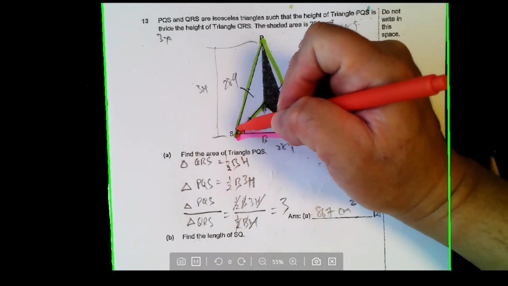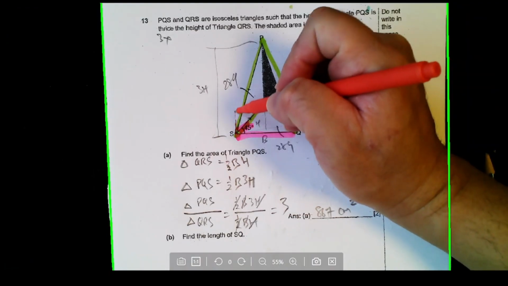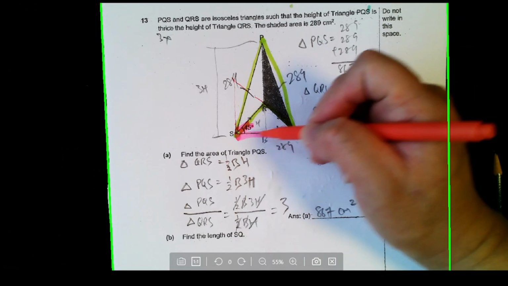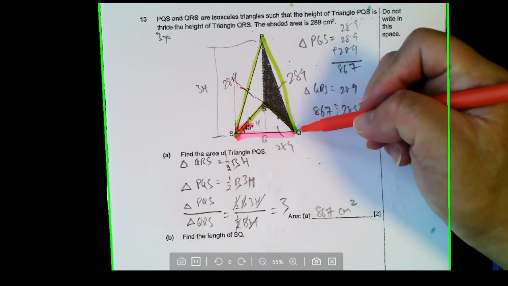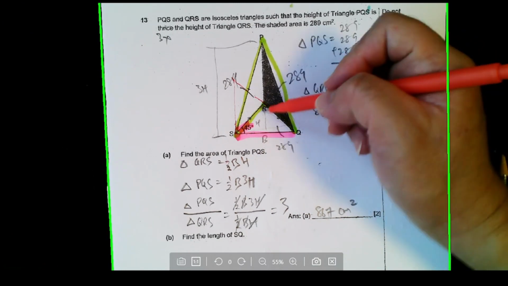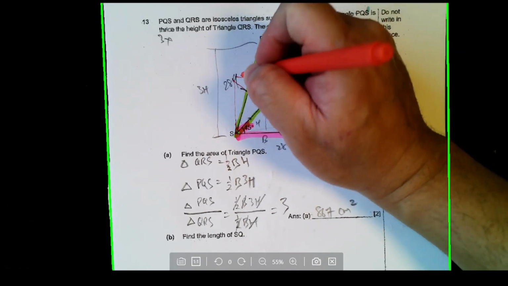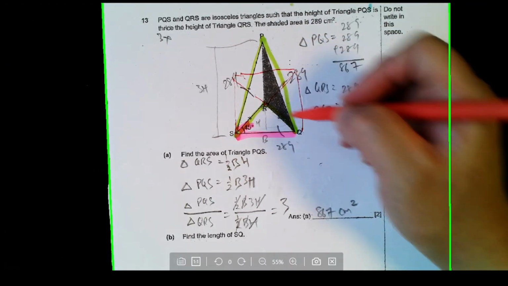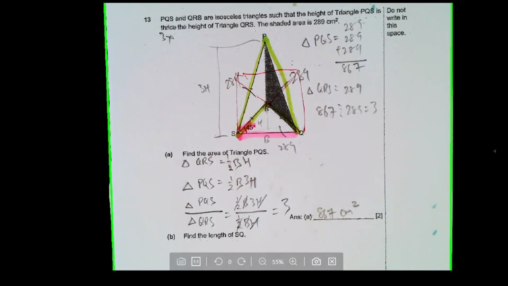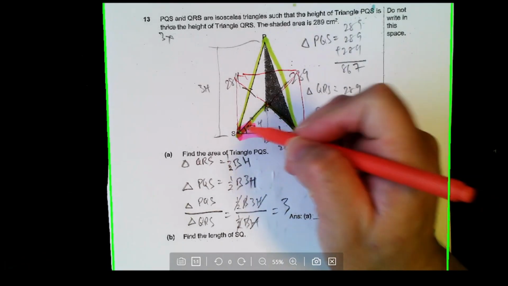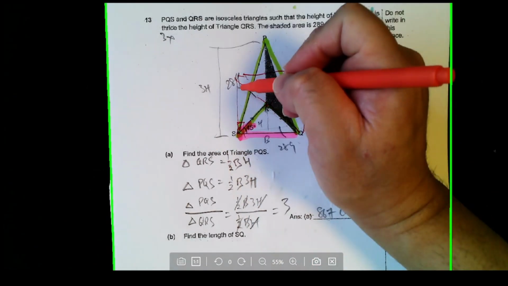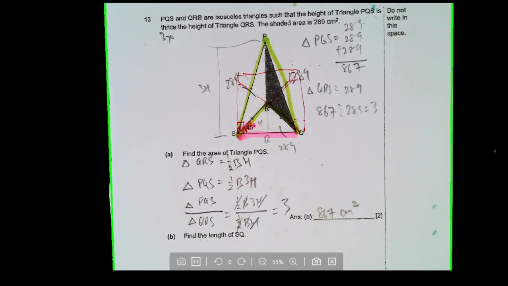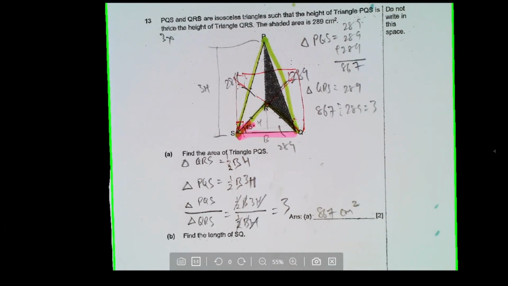Imagine if you have another exactly the same triangle as QRS here, another one here. Will it form a square? 45, 45, 90 degrees. 45, 45, 90 degrees. It becomes the square. Okay?